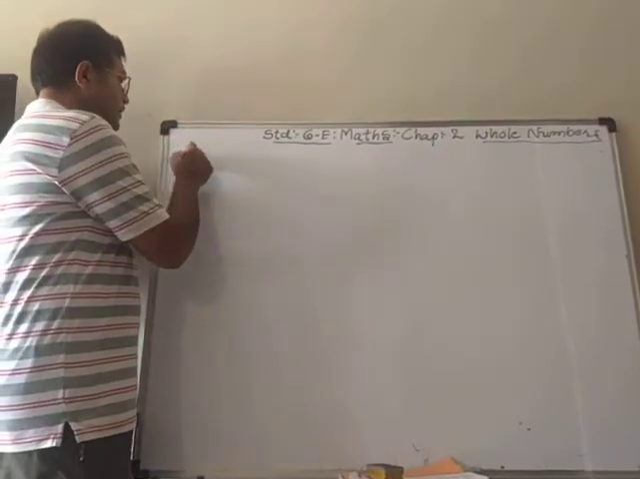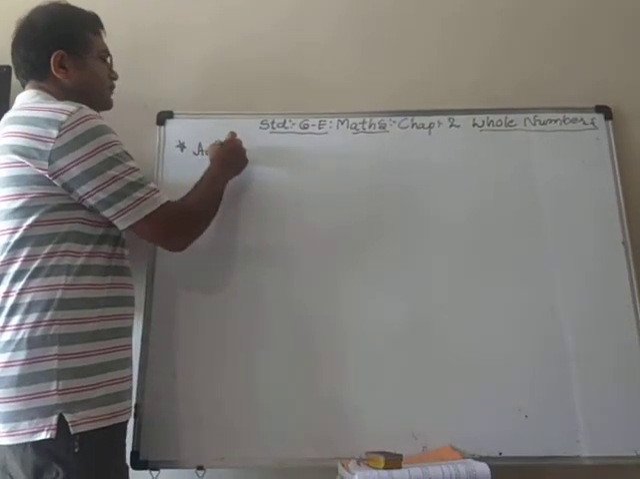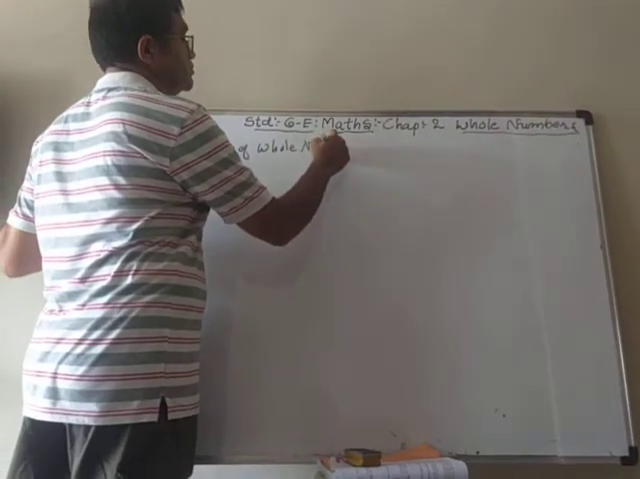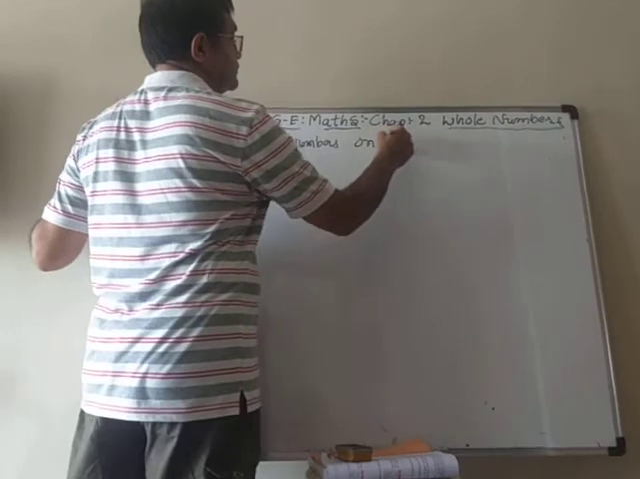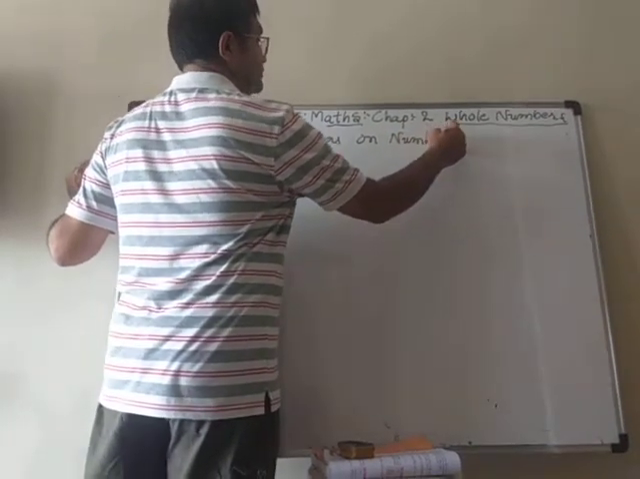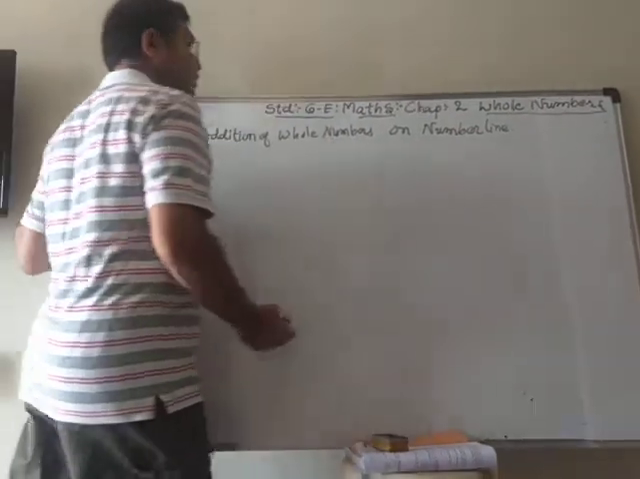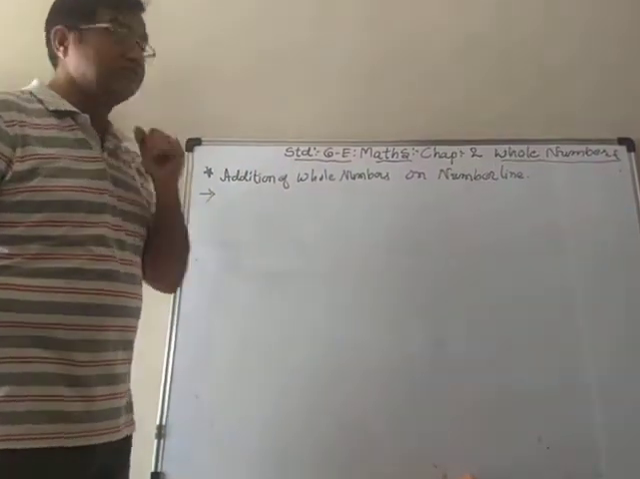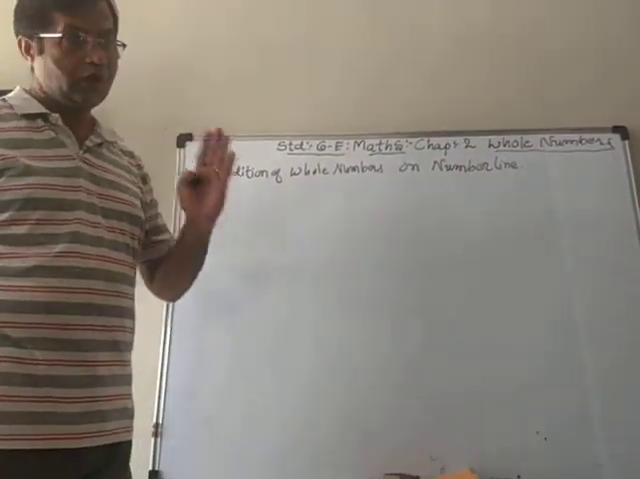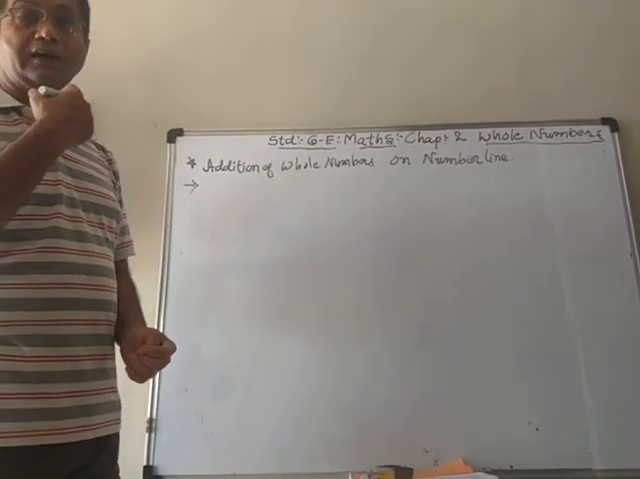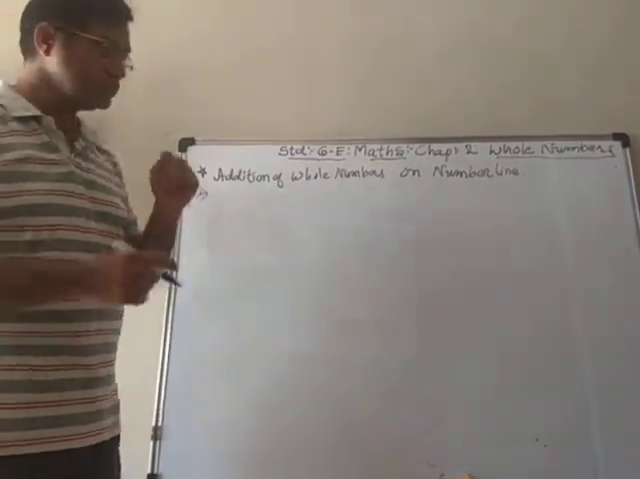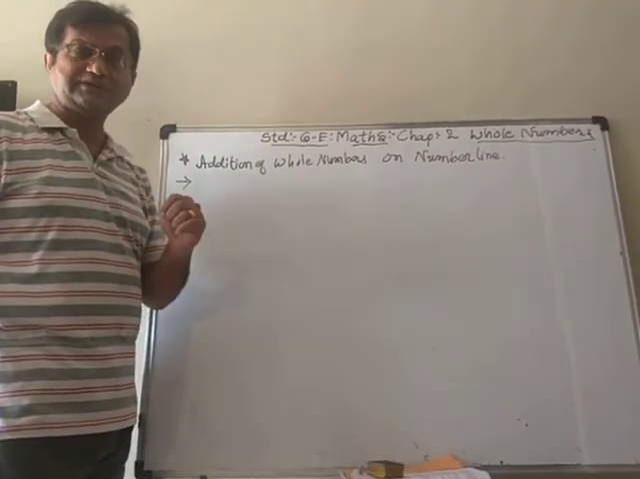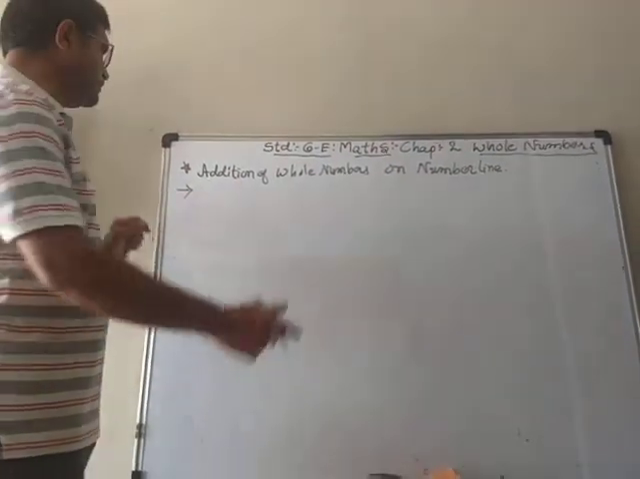So first we will learn about addition of whole numbers on number line. You have to remember that when we add the numbers on number line, you have to move from left to the right side. So first we will write down that instruction, then we will see some examples so that it can be clear in your mind.